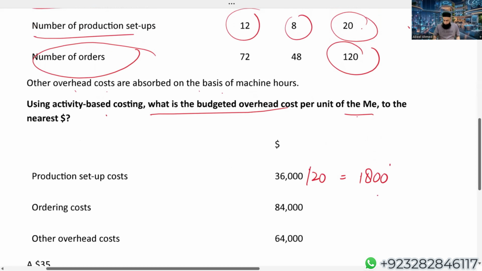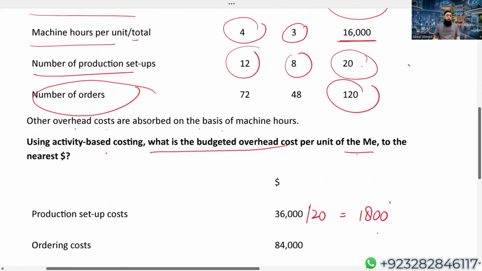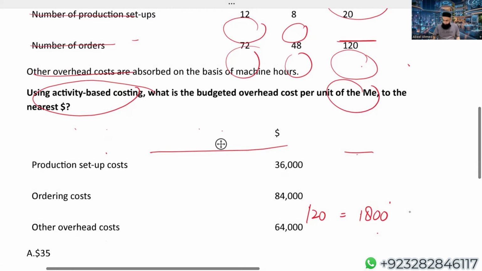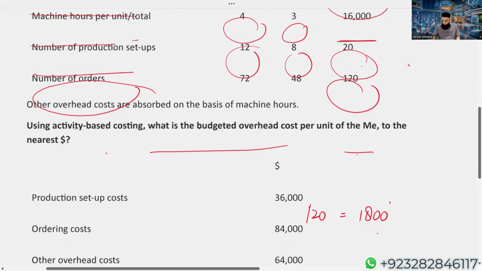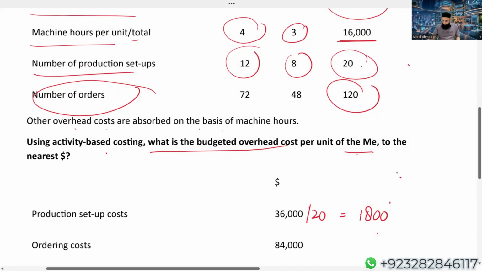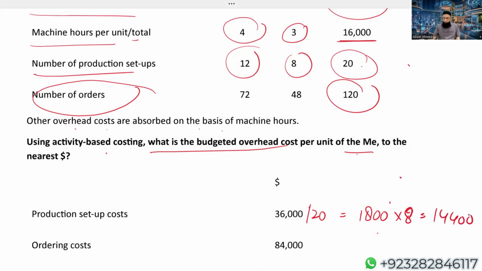Now, how many times do we have to perform setups in product me? We have to perform 8 times. So the total production setup cost which we can allocate to me is 1,800 into 8. I'm getting 14,400. So this is the production setup cost which we can allocate to the product me.